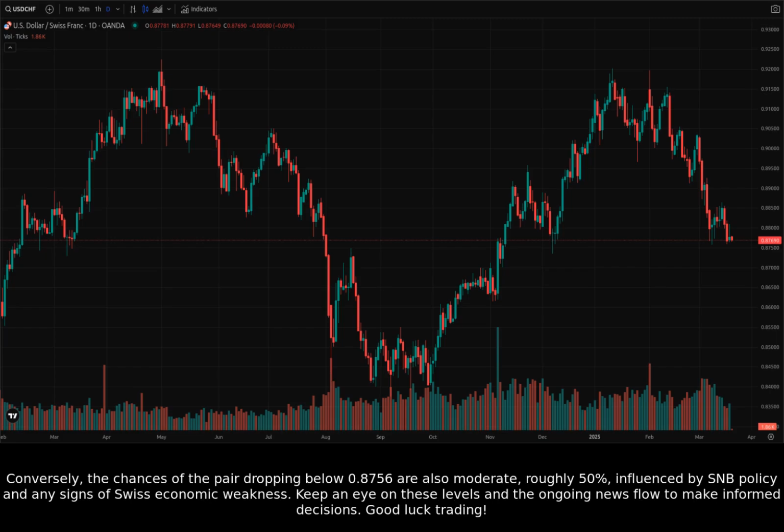Conversely, the chances of the pair dropping below 0.8756 are also moderate, roughly 50%, influenced by SNB policy and any signs of Swiss economic weakness. Keep an eye on these levels and the ongoing news flow to make informed decisions.